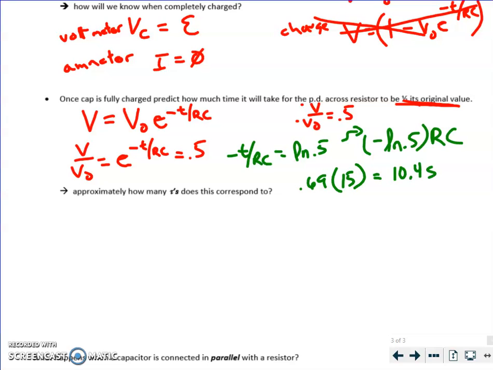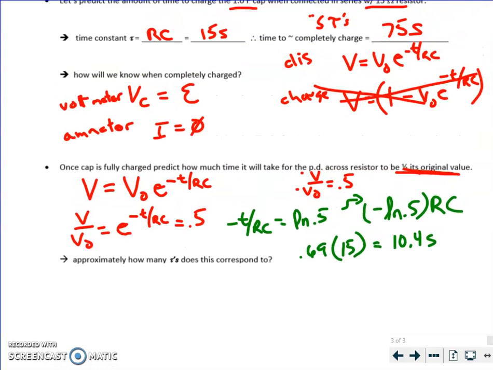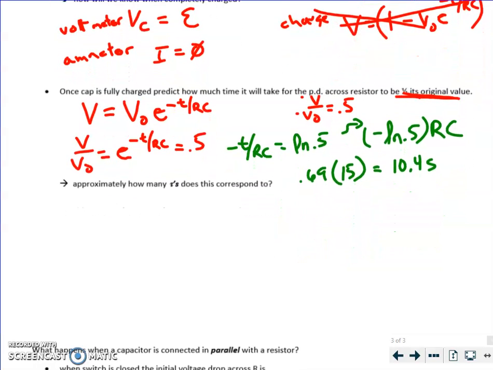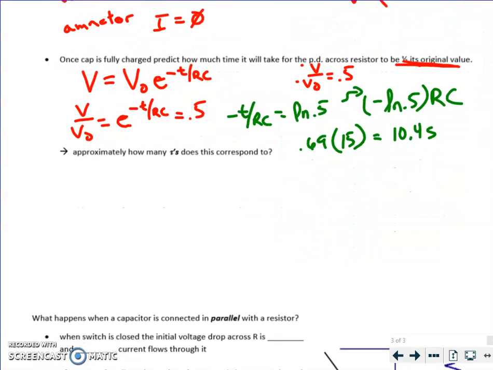So we know to fully discharge is going to be about 5 taus, or 75 seconds. Charging it is 5 taus, and discharging it is also 5 taus. So 75 seconds to fully discharge it. To get to half, we only need to go 10 seconds. So most of the discharging occurs early on, and then it tapers off dramatically. That's what that graph is telling us.